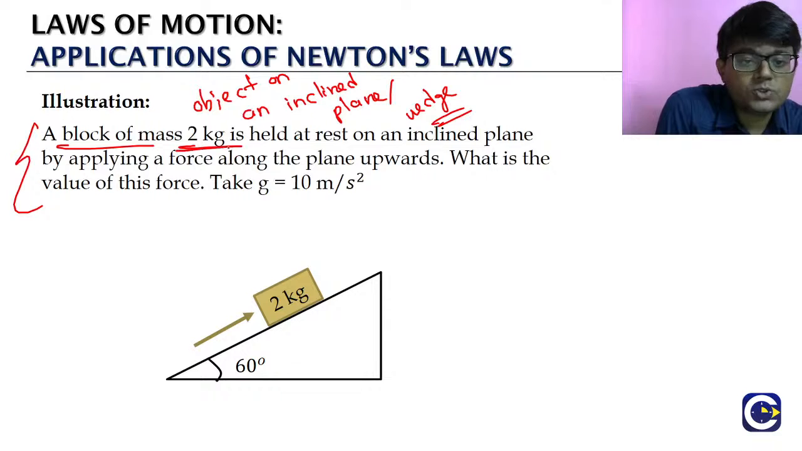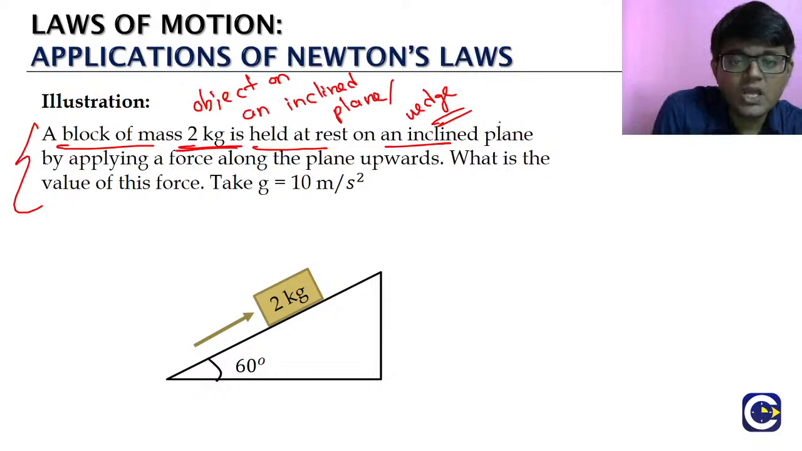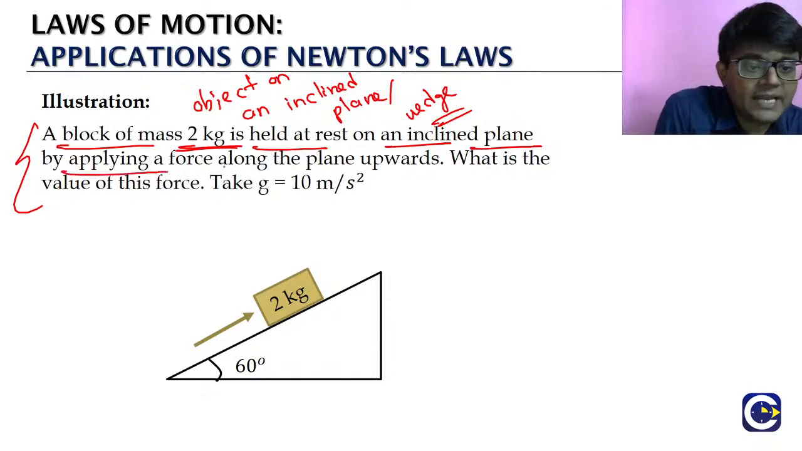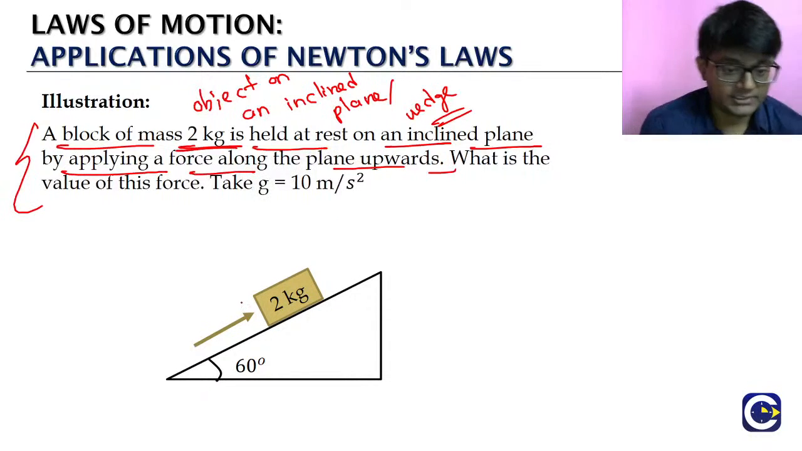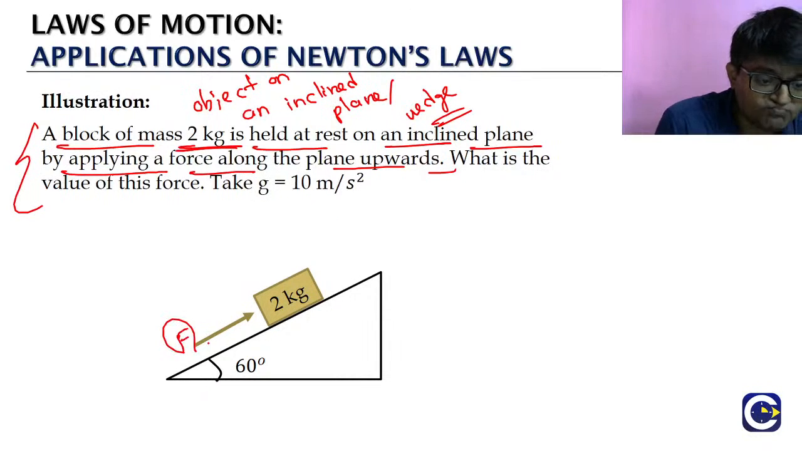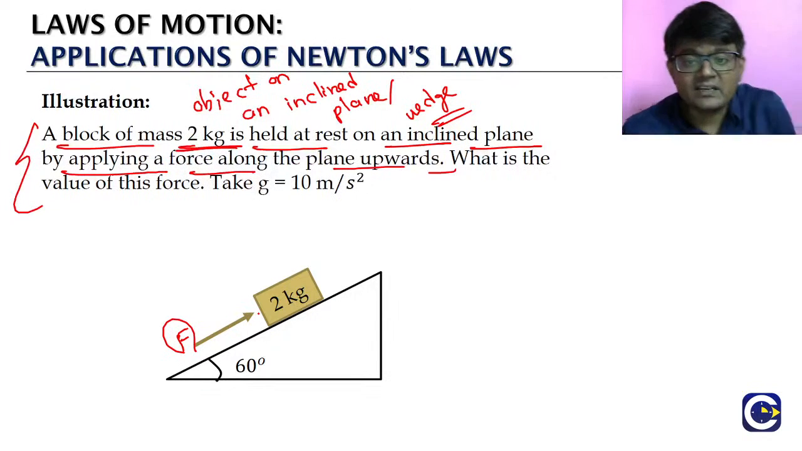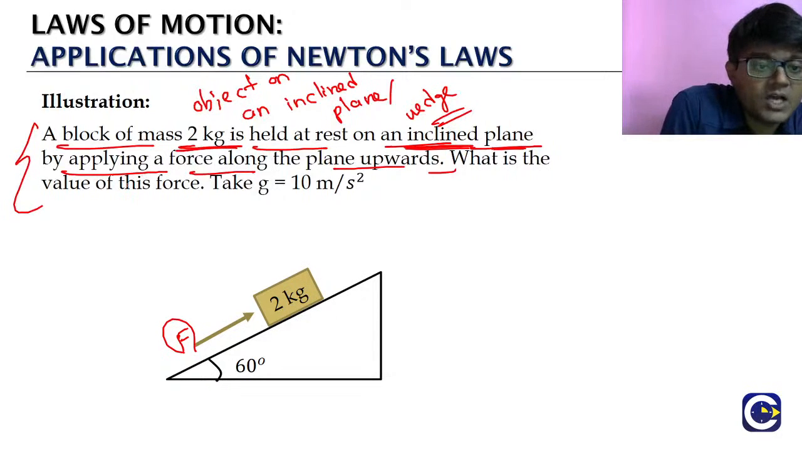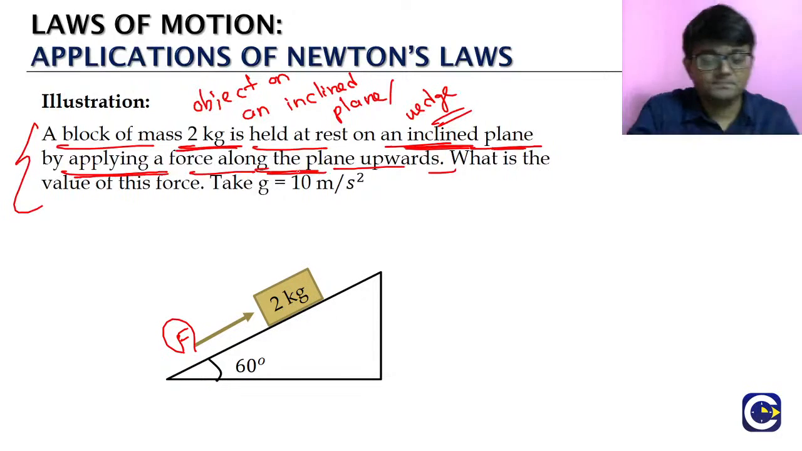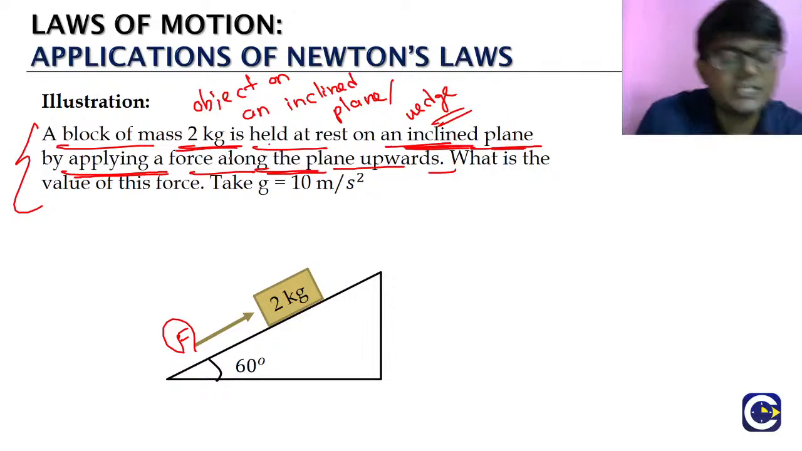A block of mass 2 kg is held at rest on an inclined plane by applying a force along the plane upwards. See here, this is what you are applying, the arrow, right? You are applying a force along the inclined plane upwards. Okay, that force is basically for what? To hold the 2 kg block at rest.